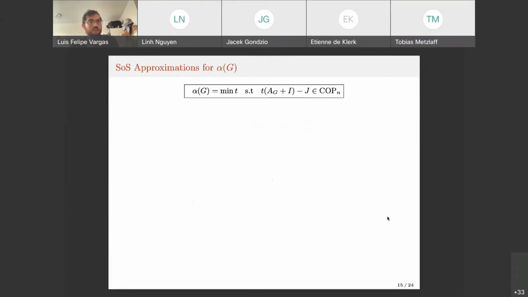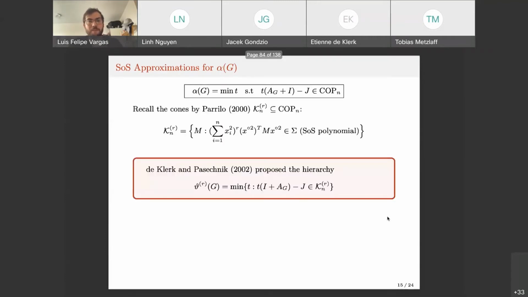Okay, so now, based on the copositive formulation for the stability number, alpha is equal to the minimum t such that that matrix is copositive. De Klerk and Pasechnik proposed the hierarchy theta r of G based on the Parrilo approximation. Recall the Parrilo cone for approximating the copositive cone, which is the set of symmetric matrices such that the associated polynomial times a power r of the sum of the squares of the variables is a sum of squares of polynomials. And then De Klerk and Pasechnik proposed the hierarchy based on optimizing over the Parrilo cones, which amounts to a semidefinite program for each level.